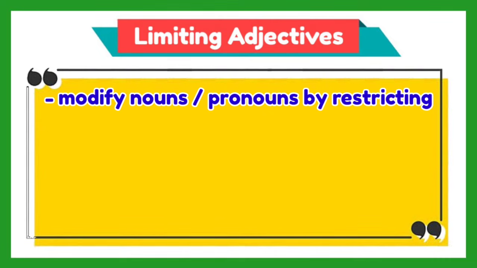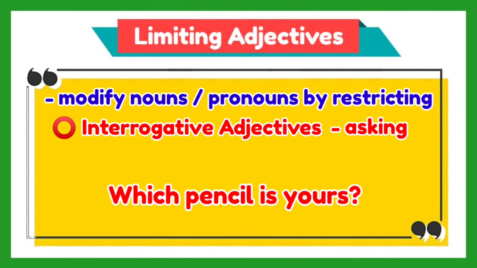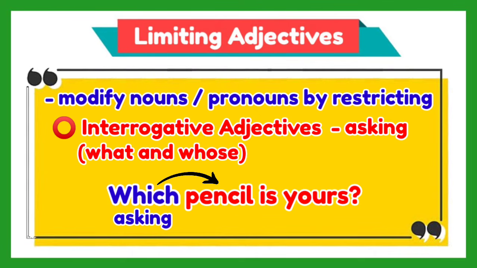Now let us move on to interrogative adjectives. These limiting adjectives modify nouns by asking questions. For example, which pencil is yours? The interrogative adjective in the sentence is which. It modifies the noun pencil. It's asking for specific information, right? Other interrogative adjectives are what and whose.